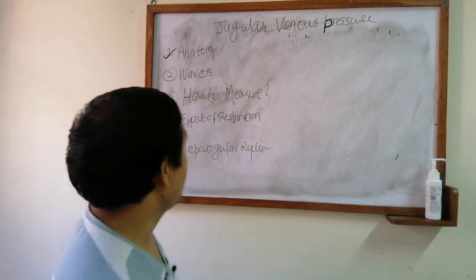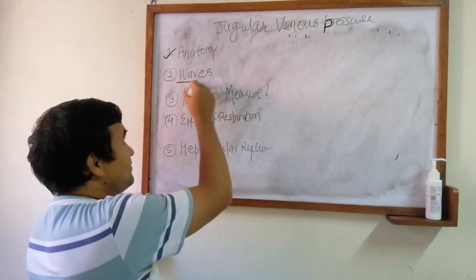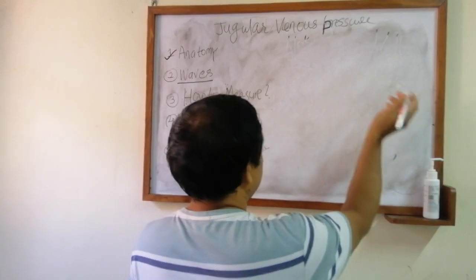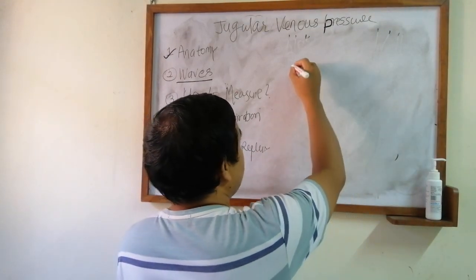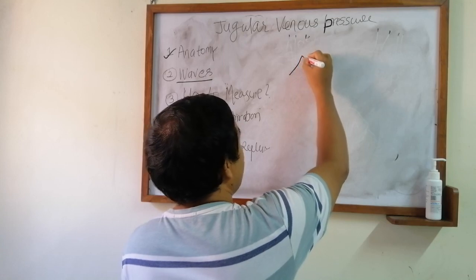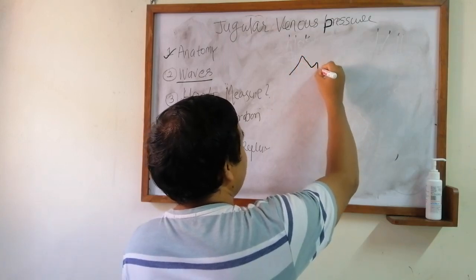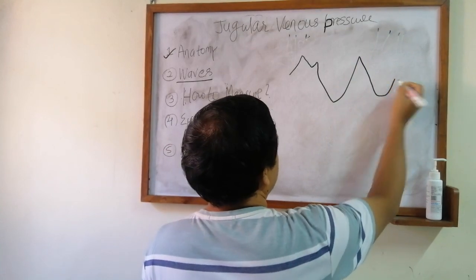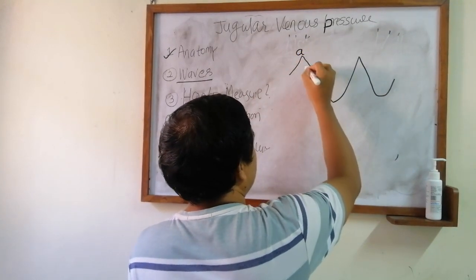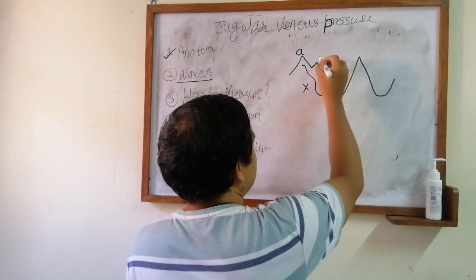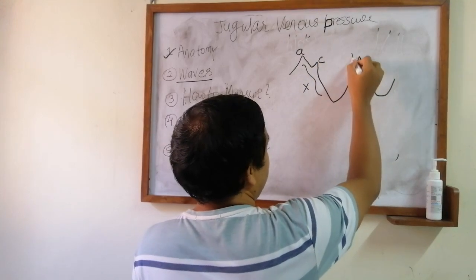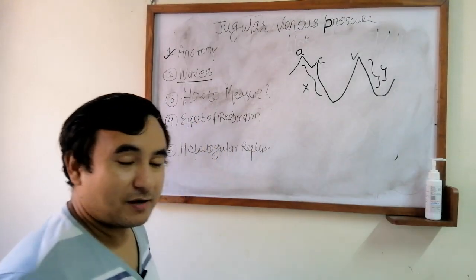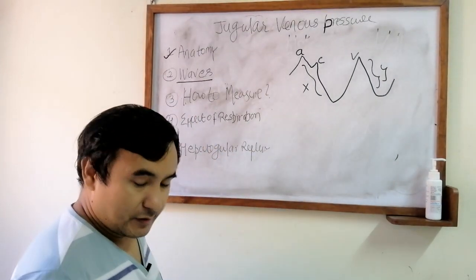Then what are the waves of the JVP? The waves of JVP are: this is the A wave, this is the X descent, this is the C wave, this is the V wave, and this is the Y descent. These are the waves of the JVP.